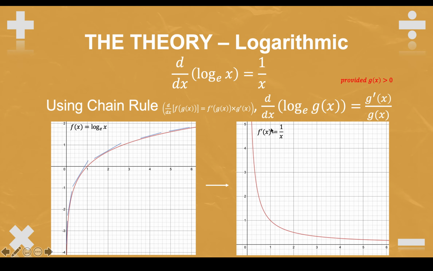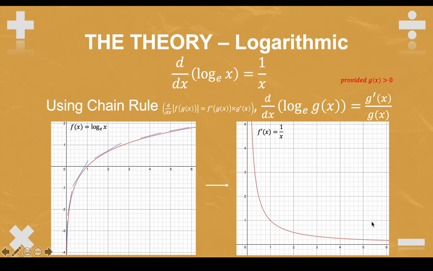Now, if you know what 1 on x looks like, you know that it actually has a negative component down here in quadrant 3. This is not the case for this graph, because log e x only has valid values for x greater than 0. Which means that the derivative can only have valid values for x greater than 0 as well.